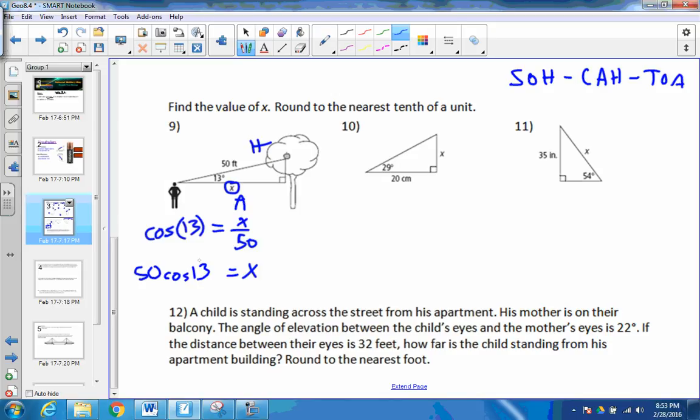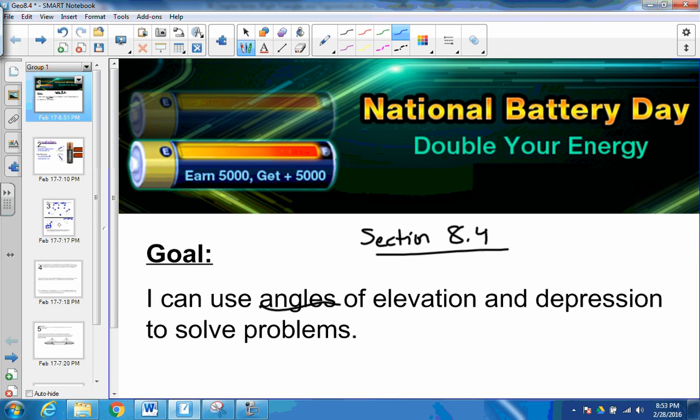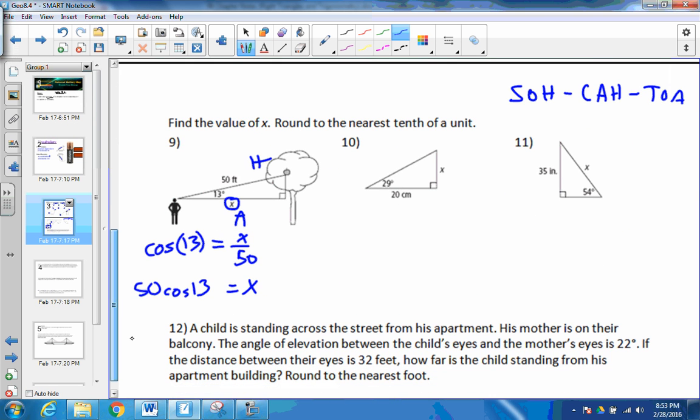And if you plug that into your calculator, which I have next to me, 50 times the cosine of 13 would be equal to 48.7. So x would equal 48.7 feet if I were to round it. And that looks about right. That looks right for that picture right there.